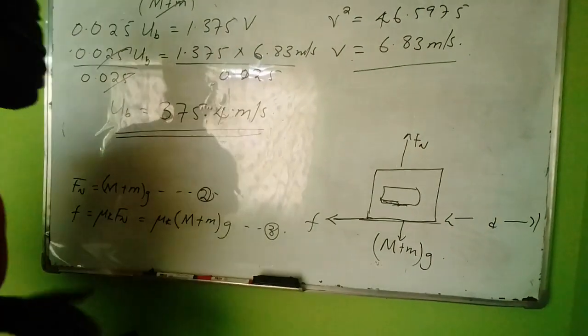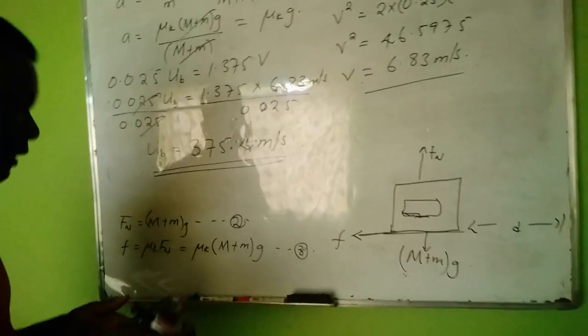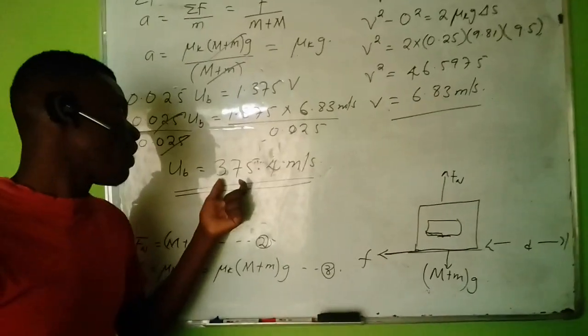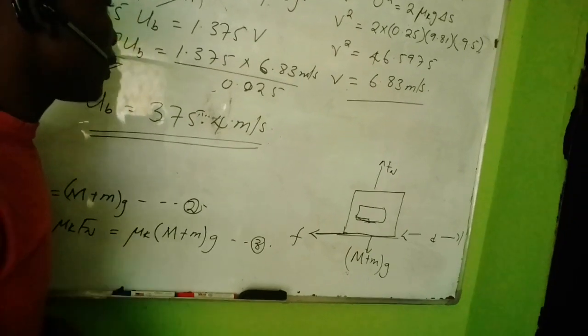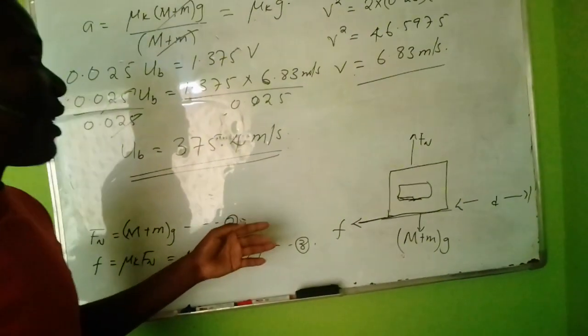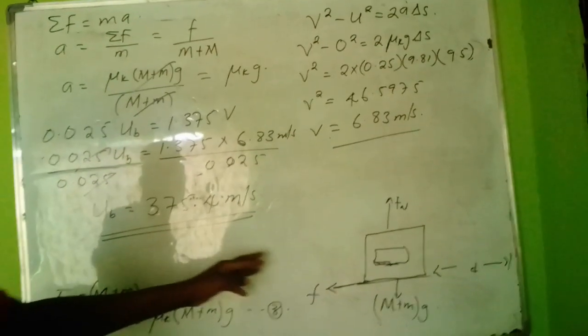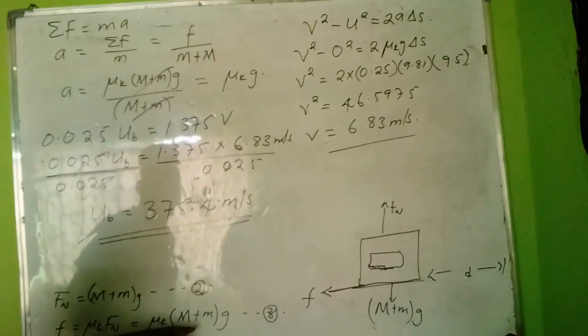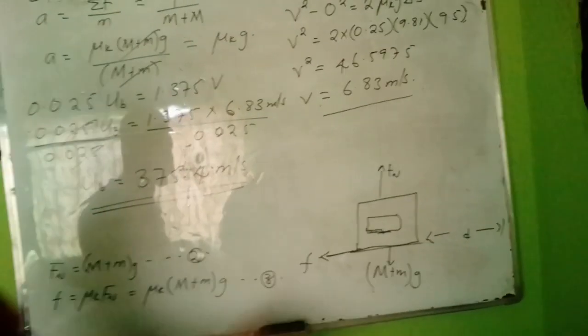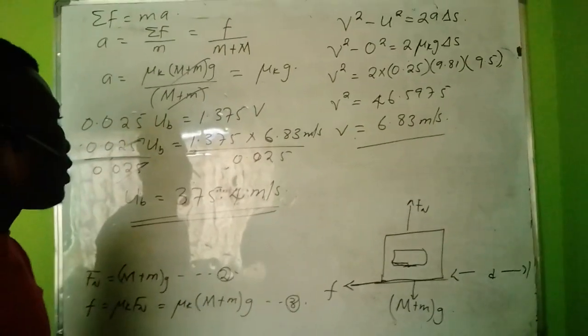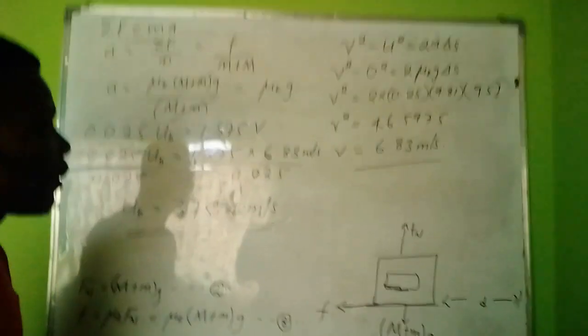So the bullet was really moving at a fast speed of 375.4 meters per second to make sure that it strikes into that block and moves that distance of 9.5 meters. So this is how you get that one.